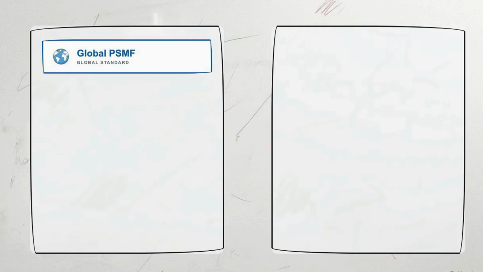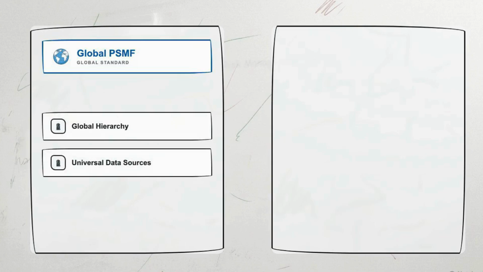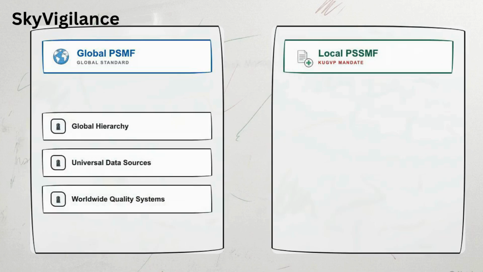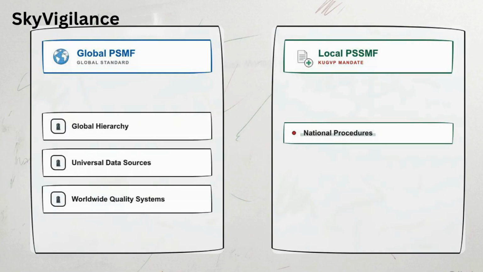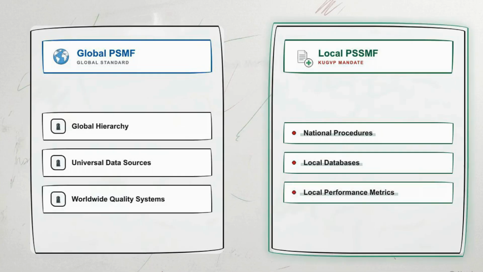Looking at this comparative table, the global PSMF on the left details the overarching structure of the company. It maps the global organizational hierarchy, lists all universal safety data sources, and defines the overarching quality systems used by the MAH worldwide.